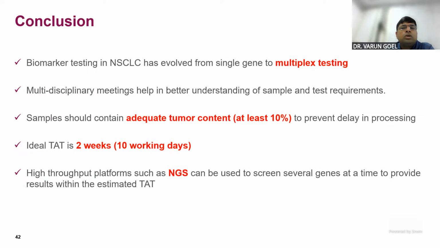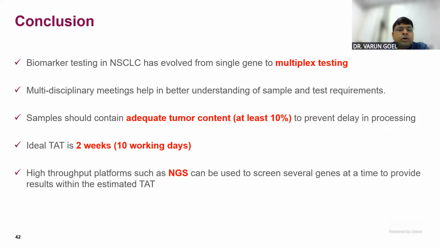So now to conclude, some key take-home messages regarding biomarker testing. Biomarker testing in NSCLC has evolved from single gene testing to multiplex testing. Multidisciplinary meetings help in better understanding of sample and test requirements. These samples should contain adequate tumor content, at least 10%, to prevent delay in processing. Ideal TAT for NGS is at least 2 weeks, and some laboratories may take 3 to 4 weeks, but most of the time it may be because of sample processing, and maybe the sample is going to a distant site or lab. On average, 10 working days are sufficient.